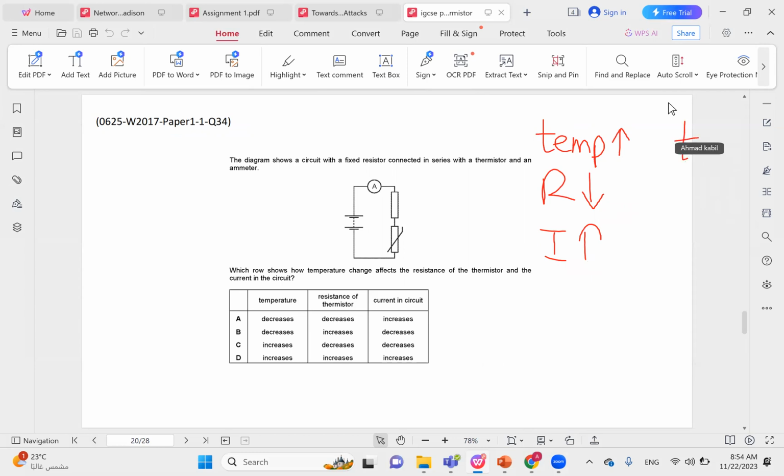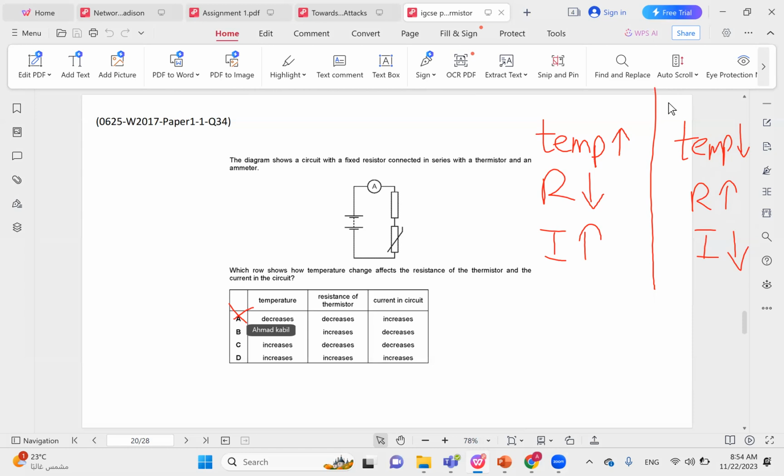For temperature decrease, the resistance increases and the current decreases because the resistance is opposite to the temperature and the current is opposite to the resistance. So we need to find a choice where the temperature is opposite to the resistance and the resistance is opposite to the current. Or in other words, the temperature and the current are the same, but the resistance is different. So temperature and current are the same, does not apply here.